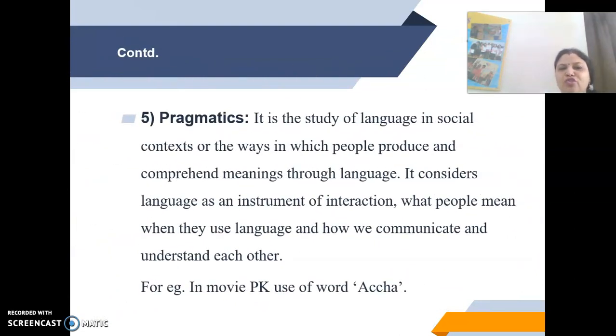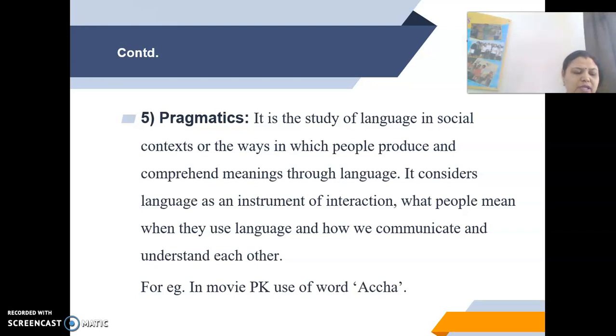Next and the last component, which is also very important, is pragmatics. It is the study of language in social context, or the ways in which people produce and comprehend meaning through language. It considers language as an instrument of interaction, what people mean when they use language, and how we communicate and understand each other.